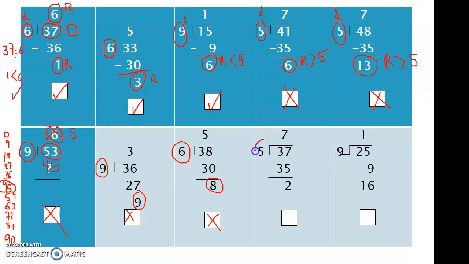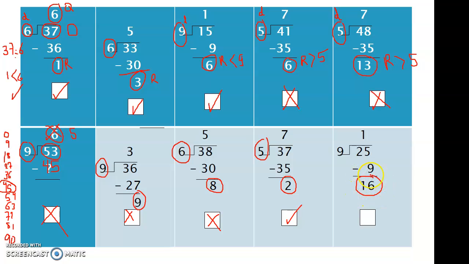Here, divisor 5. Remainder how much? 2. Is it correct? Yes, why? Because the remainder 2 is less than 5. So we can't make groups of 5. We can't make more groups of 5. So it's correct.